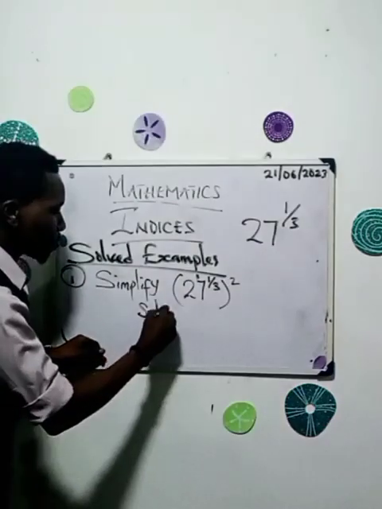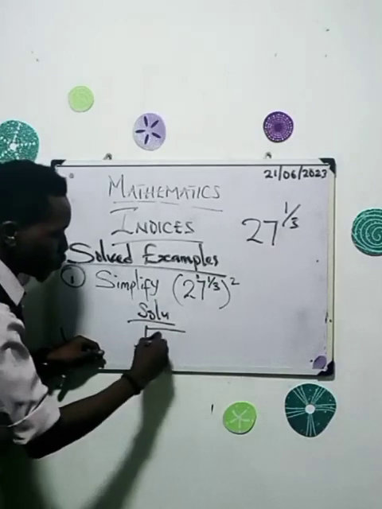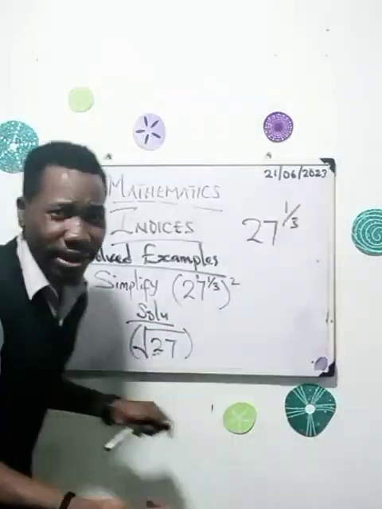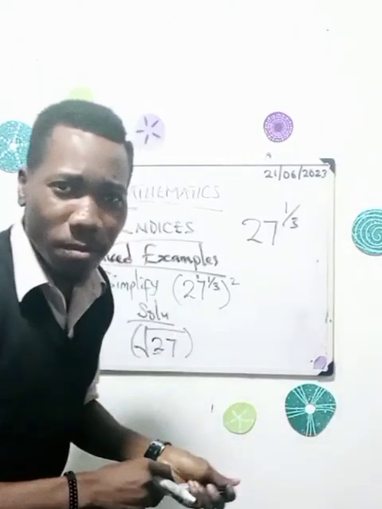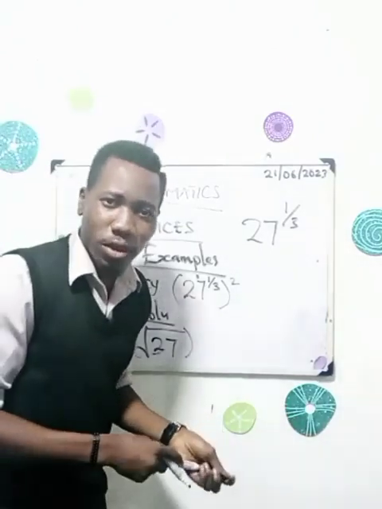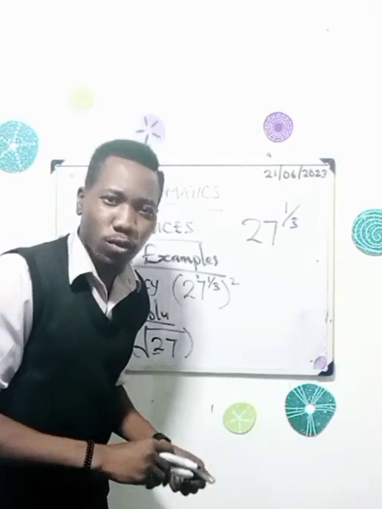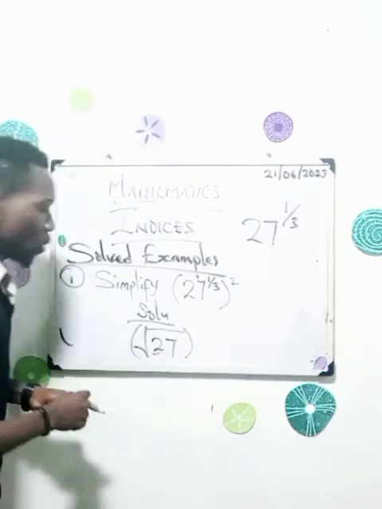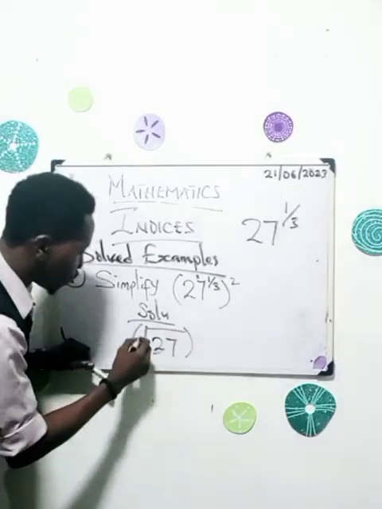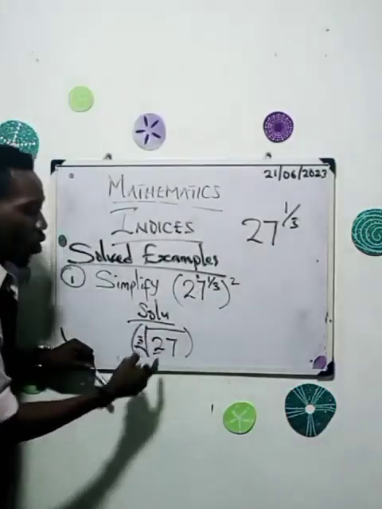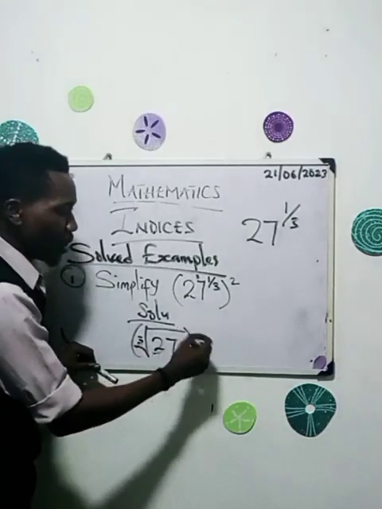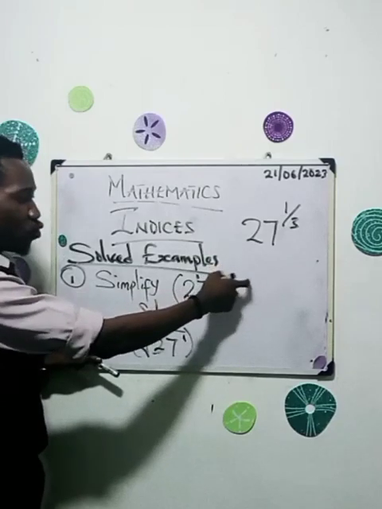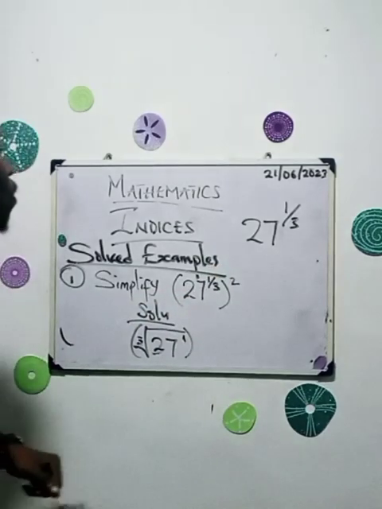So we're going to have the cube root of 27 raised to the power of 1. Anything raised to the power of 1 will give you that same number. 25 raised to the power of 1 is 25. 2 raised to the power of 1 is 2. 10 raised to the power of 1 is 10. So the cube root of 27 is 3. Then raised to the power of 2.